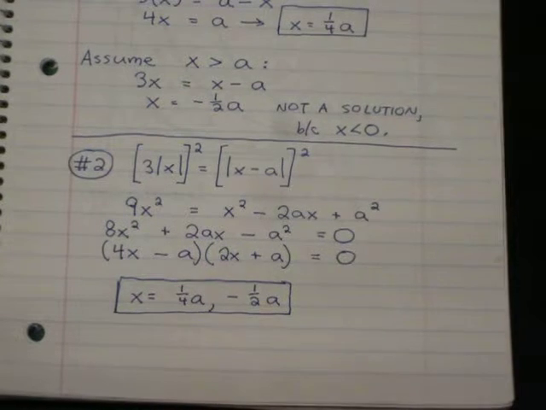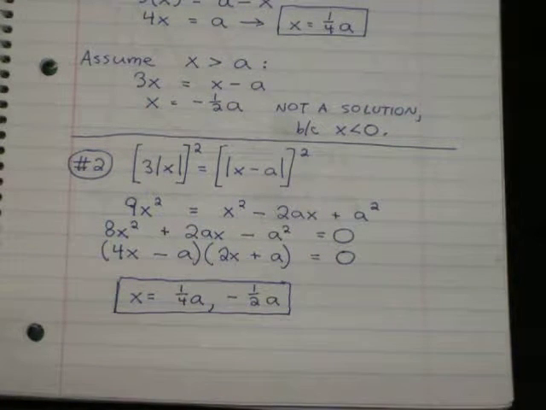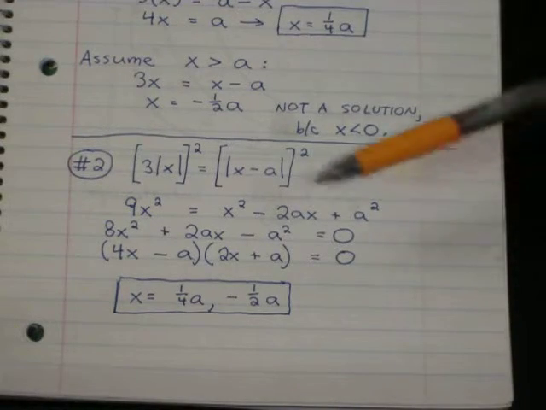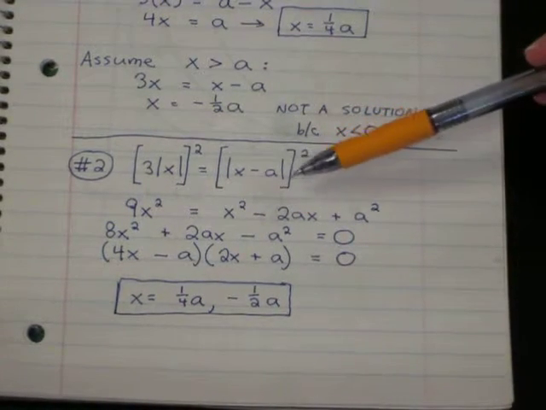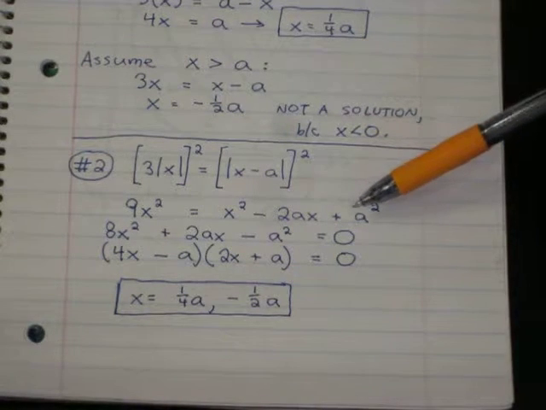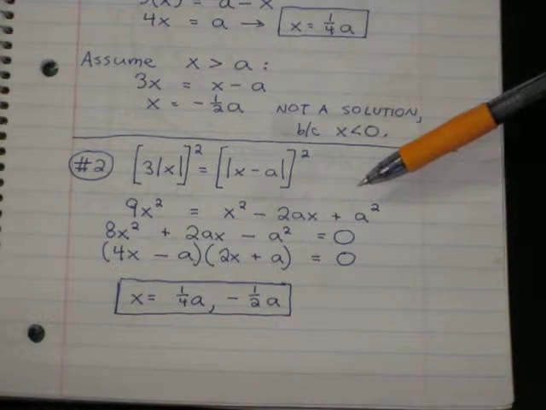The second way is the way that I prefer. You can see it's much shorter. I think it's much more straightforward. And it's this. We start with the original equation, 3 times the absolute value of x equals x minus a, absolute value, and we square both sides of the equation.